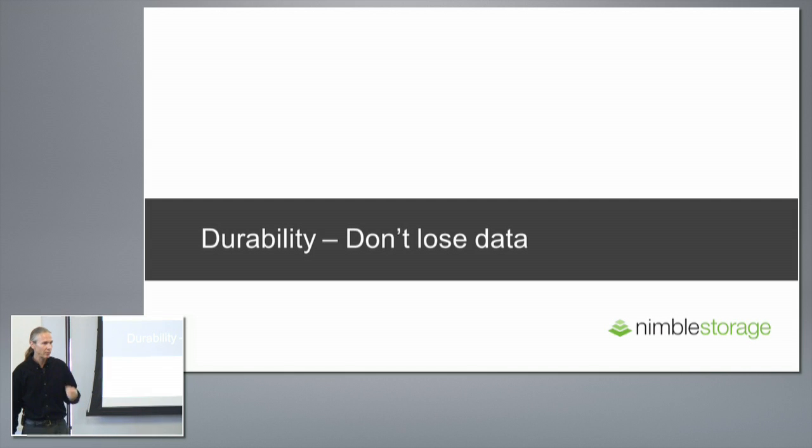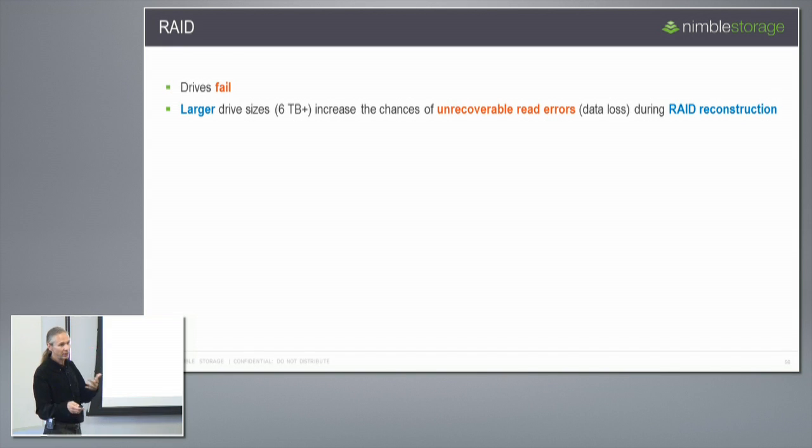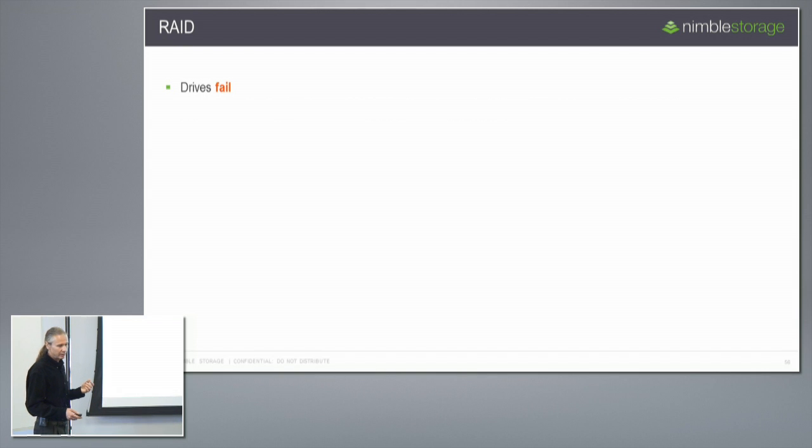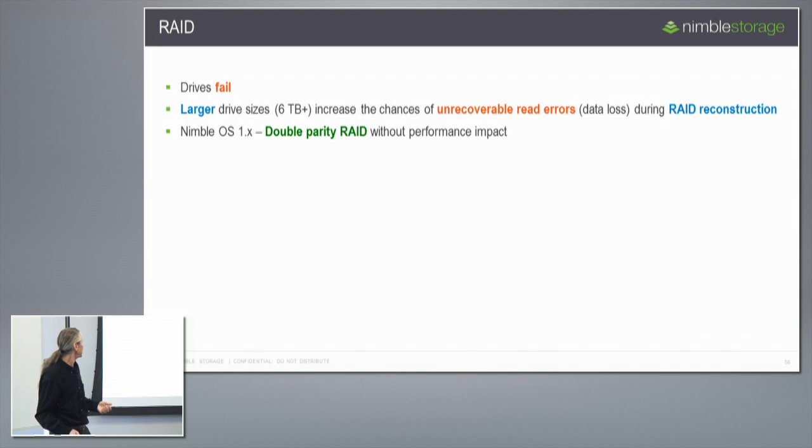The second principle is durability: don't lose data. However, drives fail, and when a drive fails, the data on the drive is lost. RAID protects from that. However, drives become very large, and the unrecoverable read error rates from drives stay about constant while the size increases. So now, during RAID reconstruction, the chance of an unrecoverable read error is no longer acceptable.